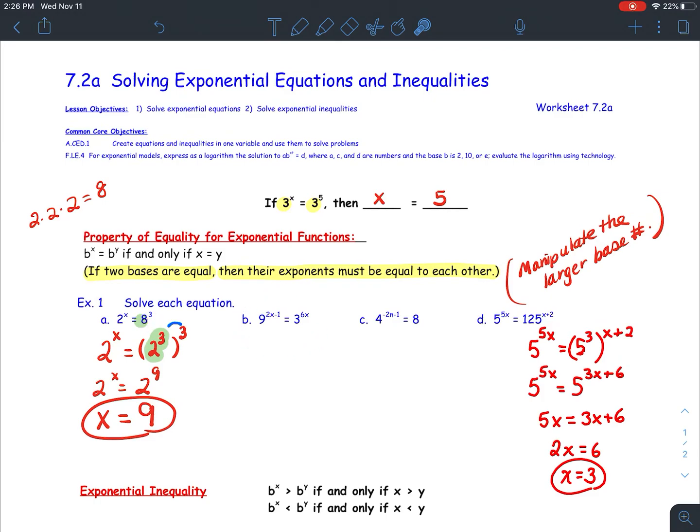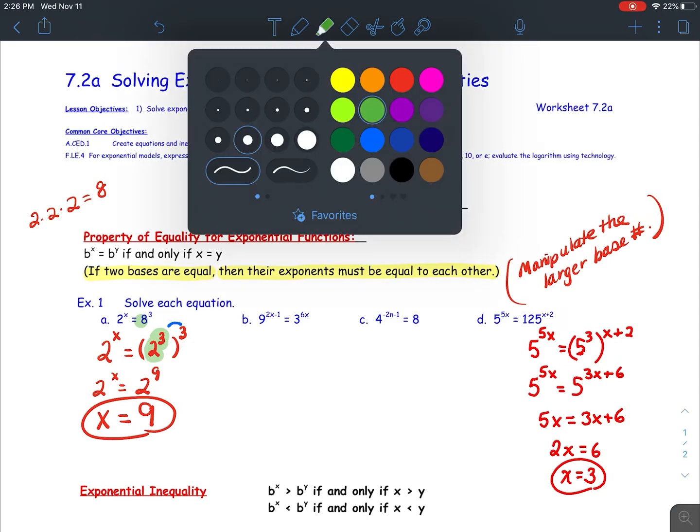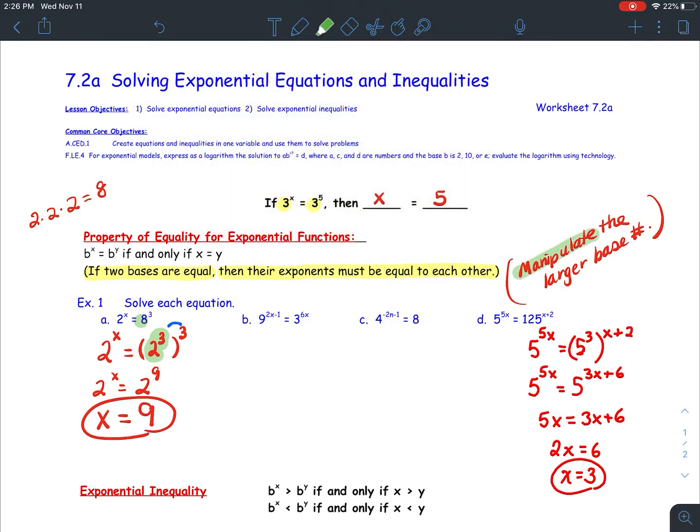Okay, so let's try it again here. Keep in mind our little tip here. Our tip says you typically want to manipulate the larger base number. So on this example, the larger base of these two bases would be the 9. So I'm going to change a 9, and I want to try to change it so that it matches the same base number that I have over here on this side, which is a 3. So I want to see, can I write the number 9 as 3 to a power?